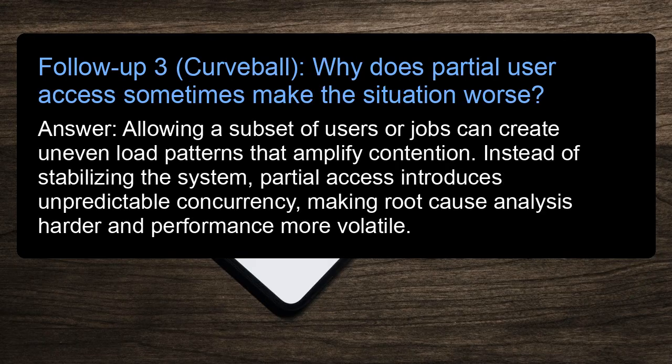Follow-up 3. Curveball. Why does partial user access sometimes make the situation worse? Answer: allowing a subset of users or jobs can create uneven load patterns that amplify contention. Instead of stabilizing the system, partial access introduces unpredictable concurrency, making root cause analysis harder and performance more volatile.